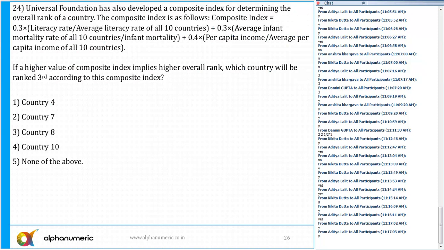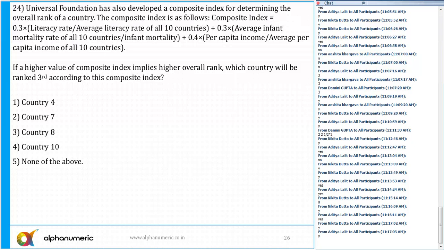Okay, now this is a slightly difficult question again. So I need to calculate. Universal Foundation has developed a composite index for determining the overall rank of a country. The composite index is as follows: 0.3 into literacy rate upon average literacy rate, plus 0.3 into average infant mortality rate upon infant mortality, plus 0.4 on this. If a higher value of composite index implies higher overall rank, which country will be ranked third?